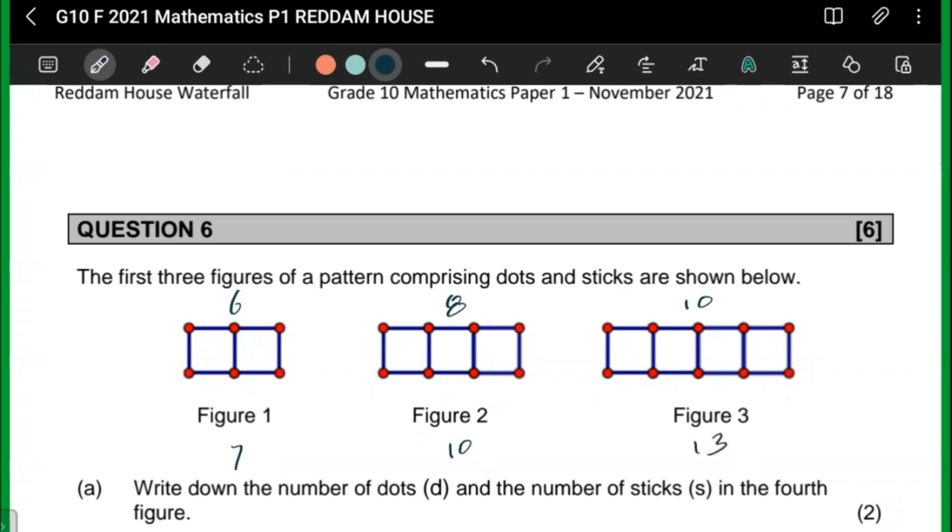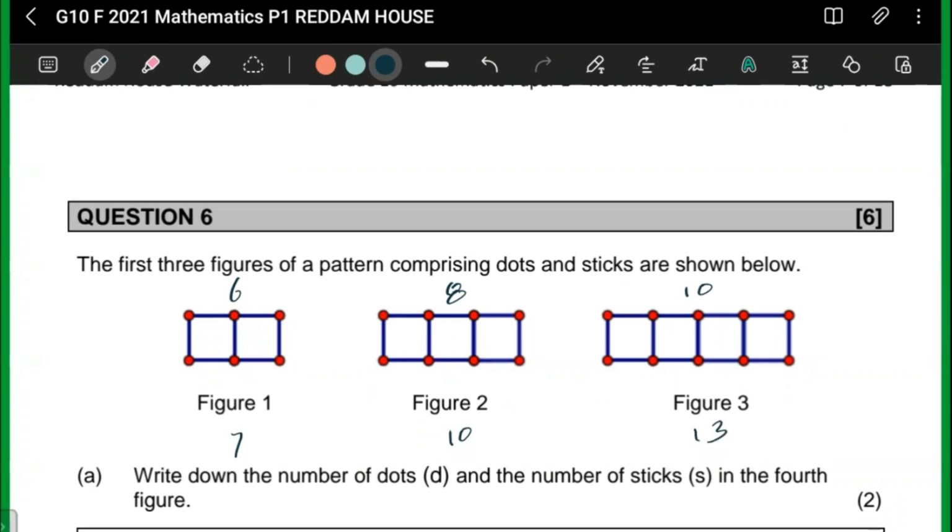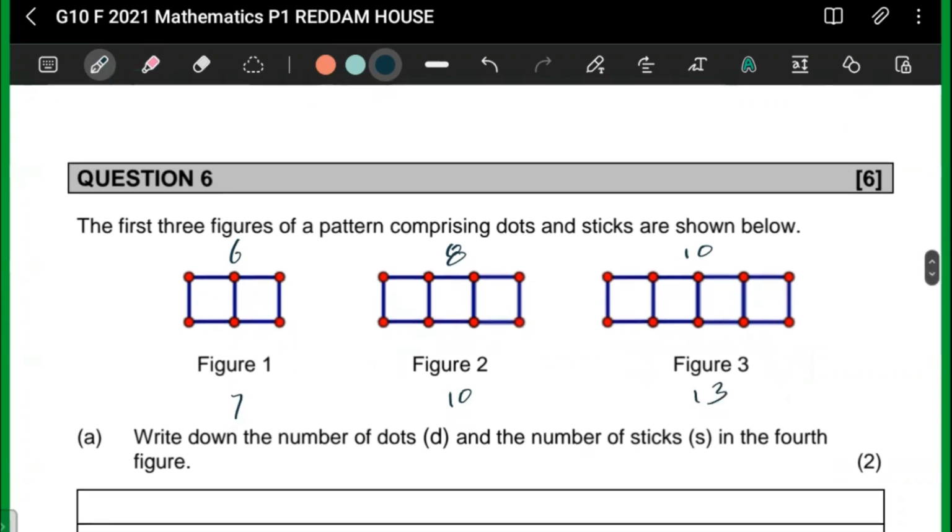There we go. A says write down the number of dots and the number of sticks in the fourth one. So we have to just follow the trend here. On top it's like counting in twos, going from 6, 8, 10. So the next one is going to be 12. The bottom, 7 to 10, that's plus 3, to 13, that's plus 3. And then the next one is going to have 16.